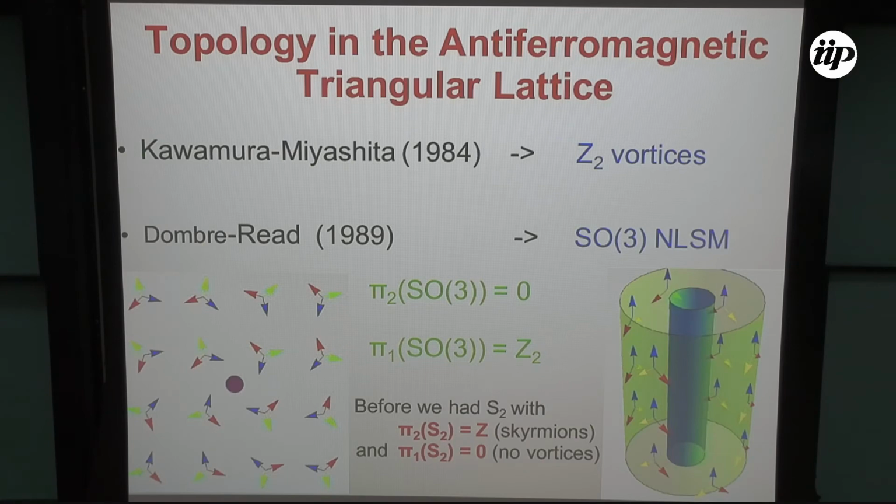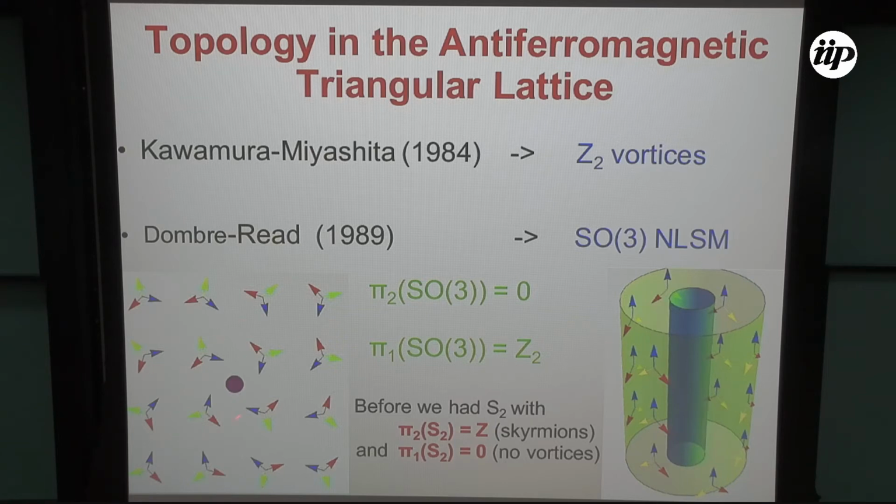Okay, so to finish with this short introduction about topology in the triangular lattice for antiferromagnets. We have this Kawamura-Miyashita paper showing that these vortices were there at finite temperature. There was another paper later on by Dombre and Read in 1989 where they derived the low energy description of this, in analogy with the effective action discussed by Belavin and Polyakov to see whether there were skyrmions. In this case, there is an analogous effective action, which is a nonlinear sigma model for an SO(3) field. As I said, pi 2 of SO(3) is 0, so there are no skyrmions, but there are vortices.